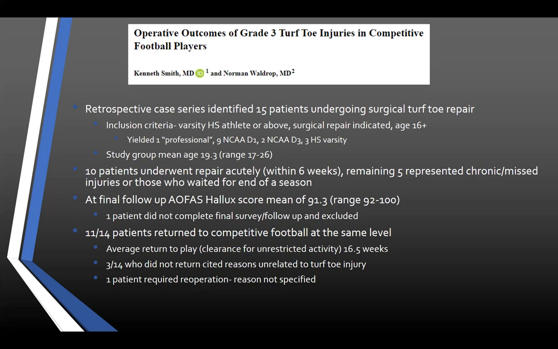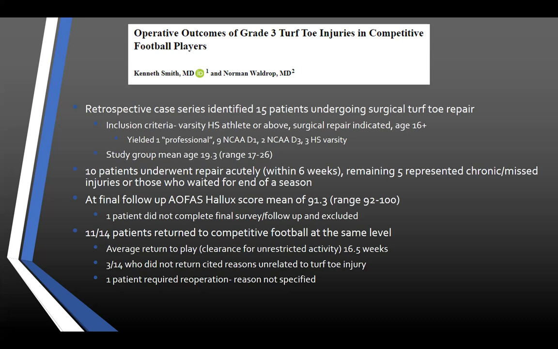So in the end, they had one patient who was denoted as a professional. It was unclear how professional this was, whether this was NFL or some variant of it. There were 9 D1 athletes, 2 of them were Division 3, and 3 high school athletes. Mean age of surgery at the time was about 19 years old.